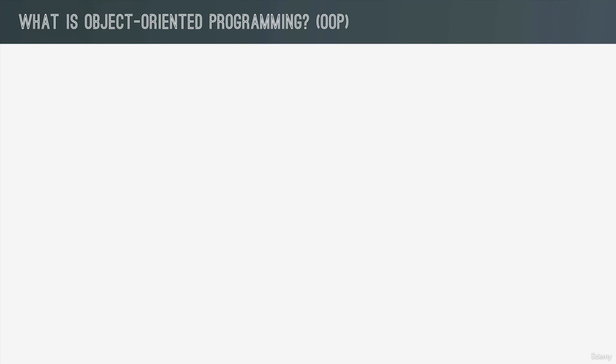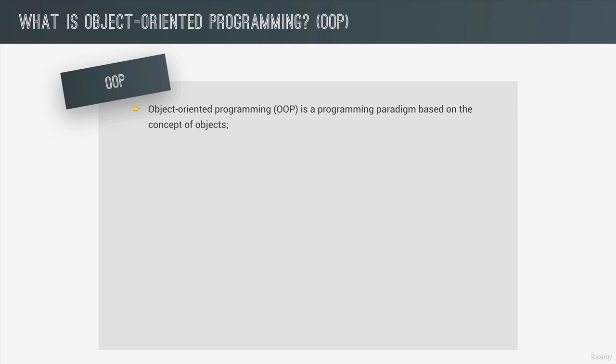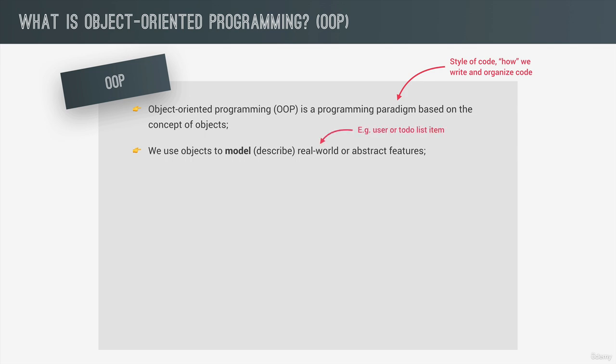So first of all, what is object-oriented programming? Well, object-oriented programming, or OOP in short, is a programming paradigm that is based on the concept of objects. And paradigm simply means the style of the code, so the how we write and organize code. Now, we use objects to model, so to describe aspects of the real world, like a user or a to-do list item, or even more abstract features like an HTML component or some kind of data structure.